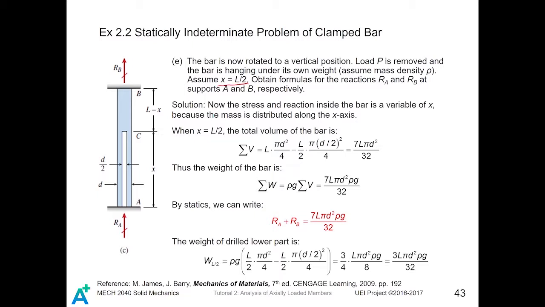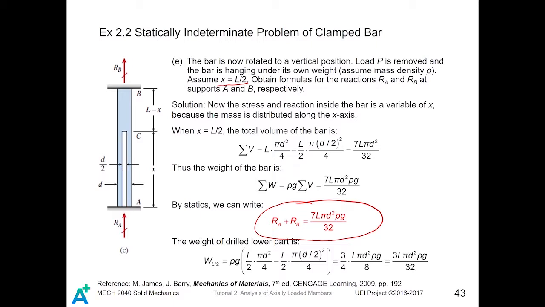That means the total volume of the bar is the volume of the entire bar, which is not drilled, minus the volume of the hole, which is located here. Then, by a series of calculations, we get the weight of the bar as 7L pi d squared rho g divided by 32. Finally, by statics, we can only get this equation: RA plus RB equals 7L pi d squared rho g divided by 32.